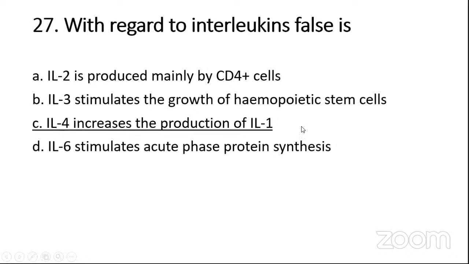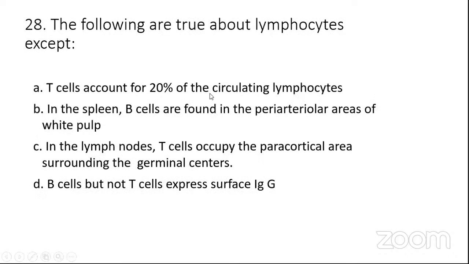This you have to read repeatedly and take notes. Only then you can. Interleukin 4 actually inhibits the production of interleukin 1. It does not increase the production of interleukin 1.